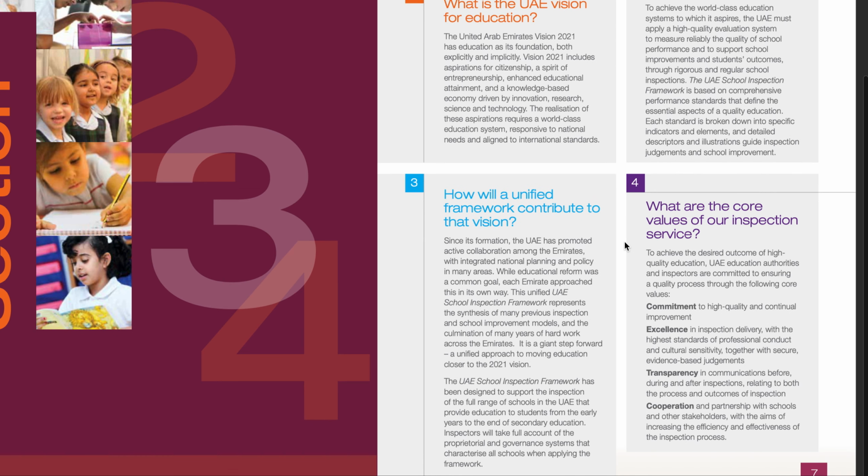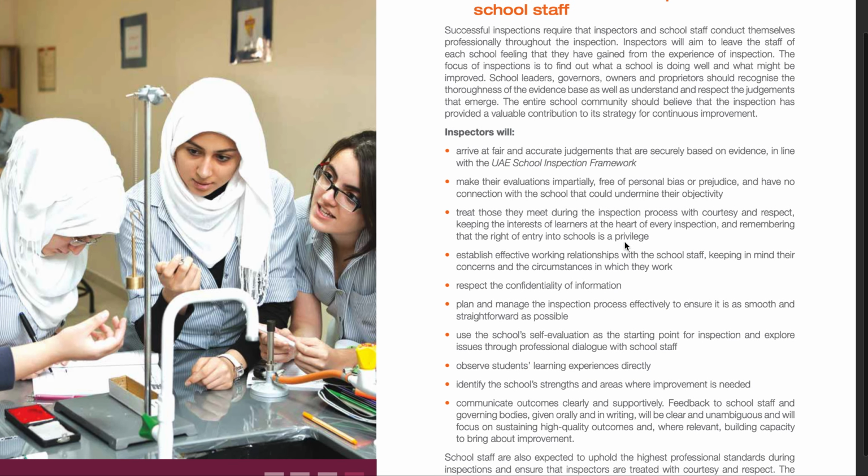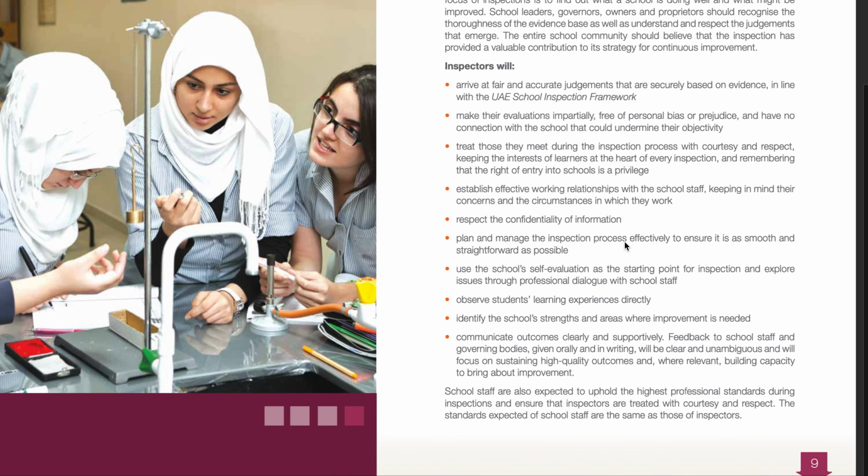Later on, you go to the code of conduct for inspectors and the school staff. This page highlights the role of the inspectors and what they are going to do whenever they are inspecting or checking the quality of teaching and learning in school. This statement also highlights what is expected from the staff towards the professional standards during the visit and during the daily practices of the school.